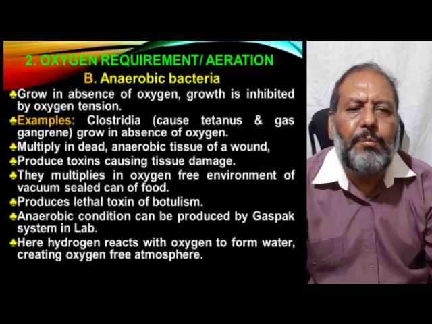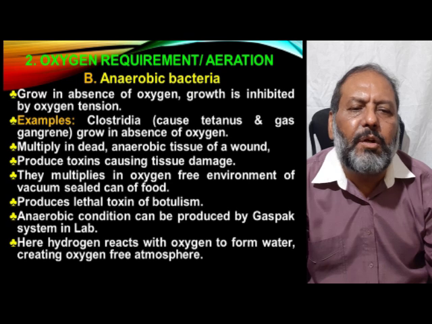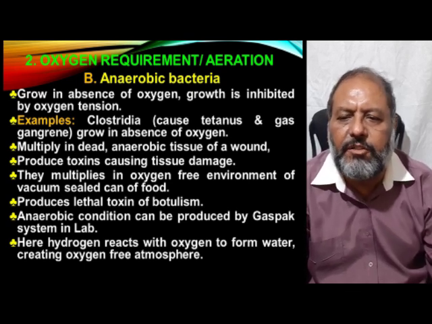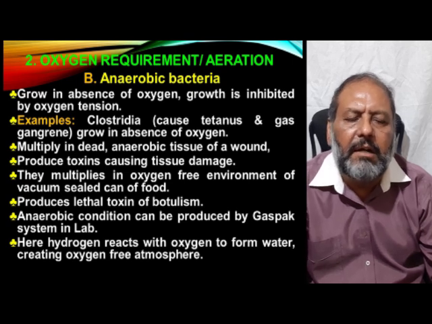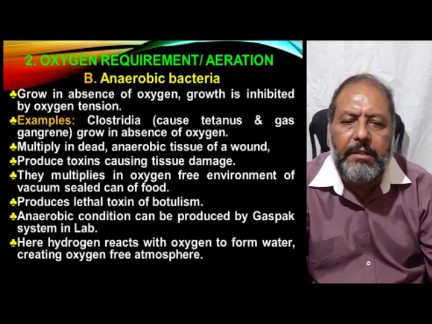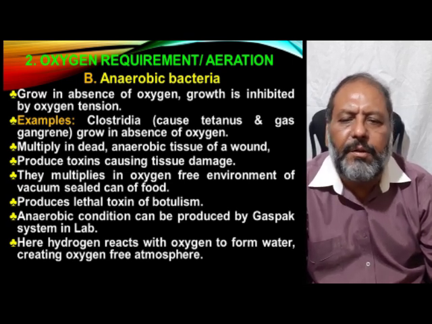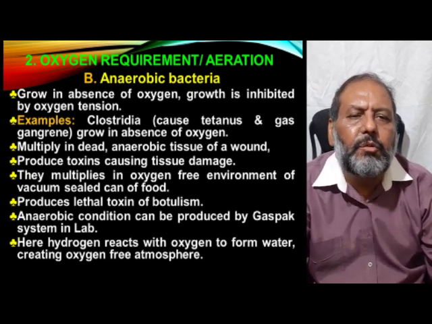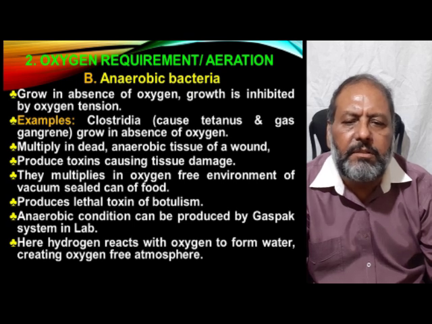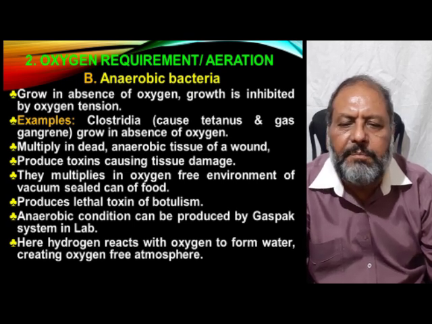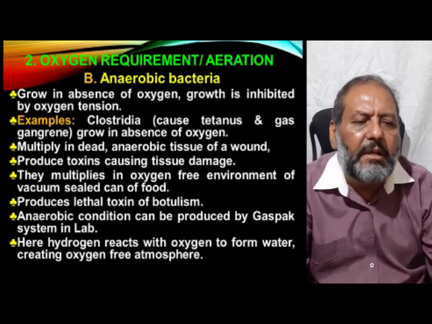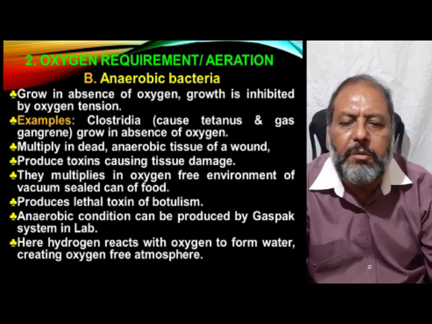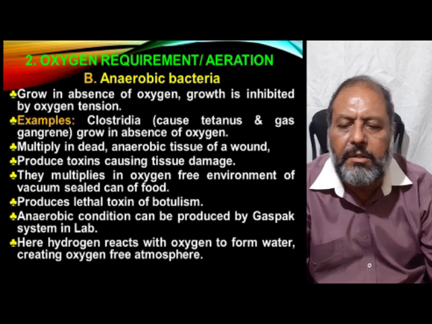Then anaerobic bacteria. They grow in the absence of oxygen and their growth is inhibited by oxygen tension. Examples are Clostridia, which cause tetanus and gas gangrene. They multiply in dead anaerobic tissue of the wound and produce toxins causing tissue damage. They multiply in the oxygen-free environment of vacuum-sealed cans of food and produce the lethal toxin of botulism.